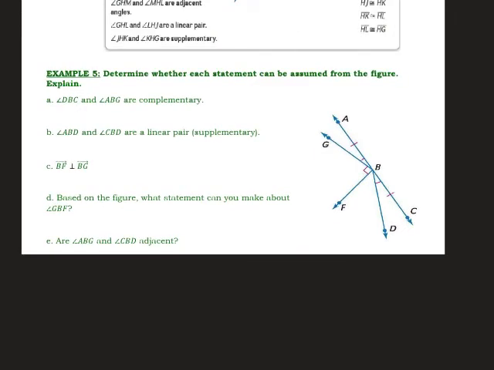Determine whether each statement can be assumed from the figure. If so, explain. We're just going to put true or false. Do you think we can say that angle DBC is complementary to angle ABG? What does complementary mean? It makes a right angle. Do you think I can say those two angles make a 90 degrees? No. So this is false. We cannot assume this unless more information was given. Okay, let's go to the next one.